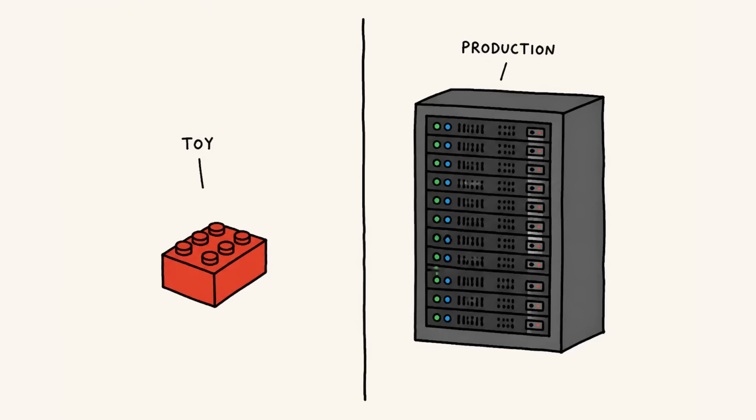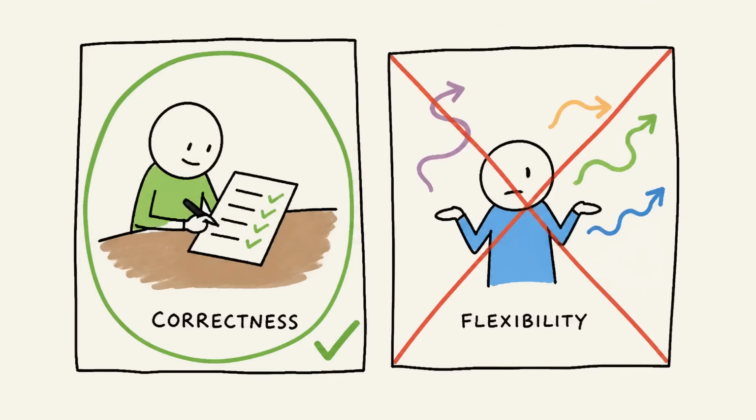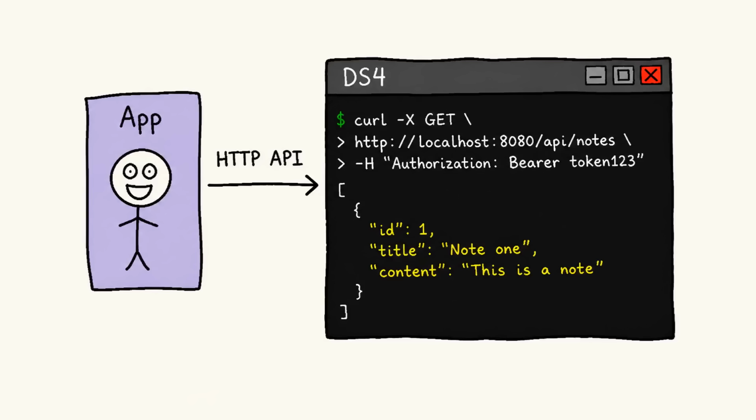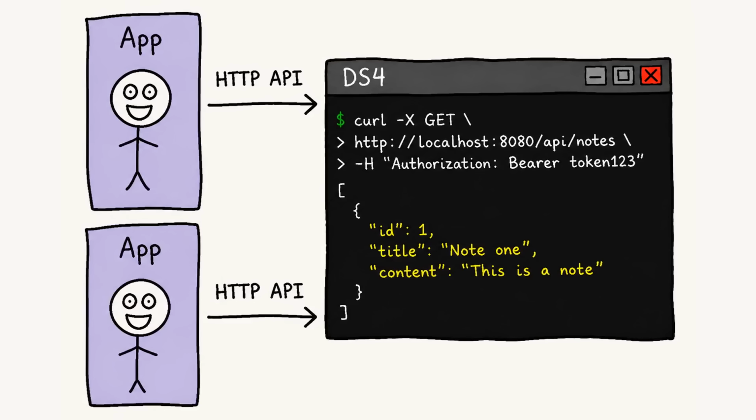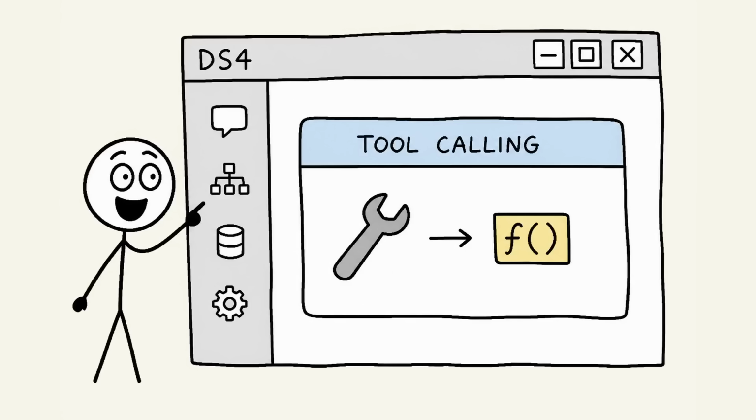And that's the difference between a toy and something you'd put in production. He picked correctness over flexibility, on purpose. And it's not some thin wrapper either. DS4 ships an HTTP API, so your apps talk to it like any other model endpoint.